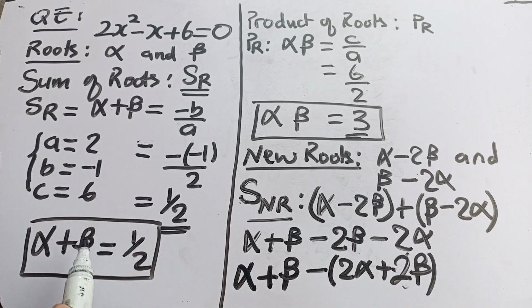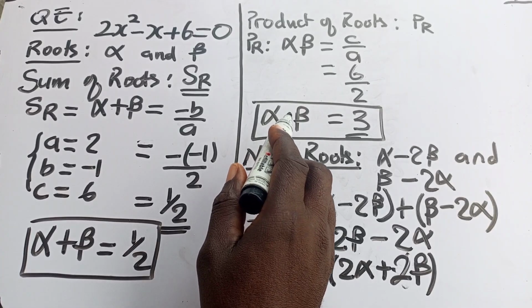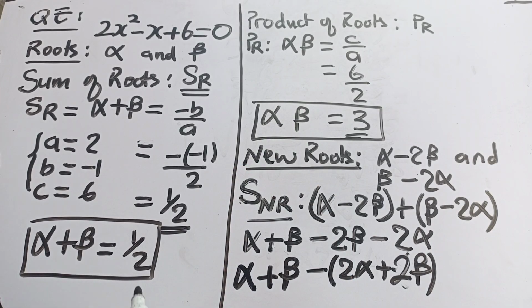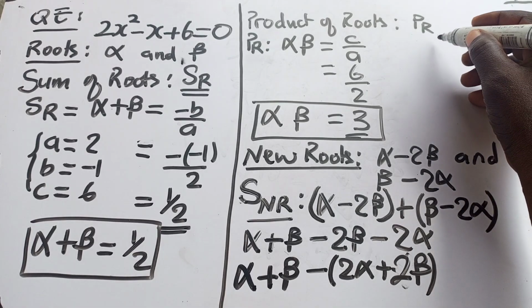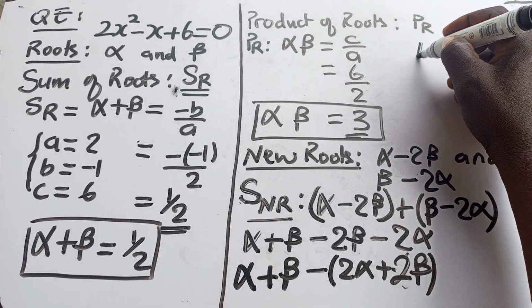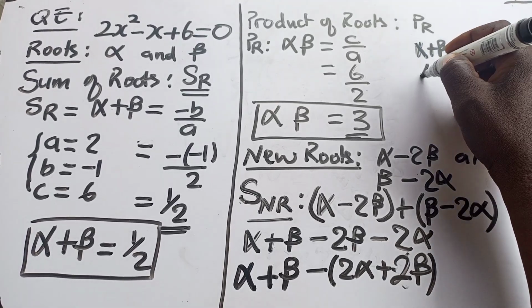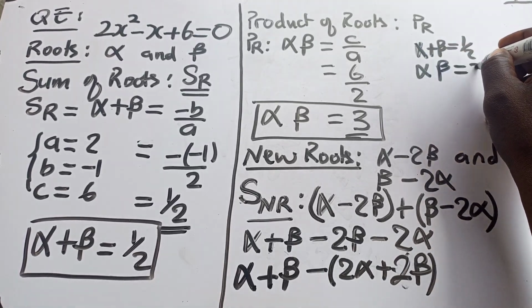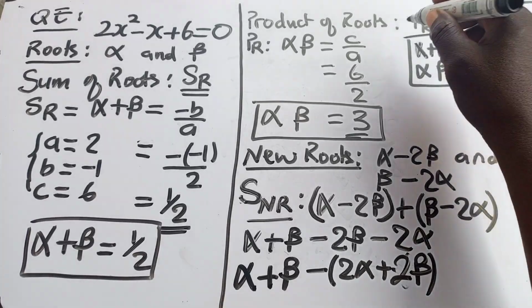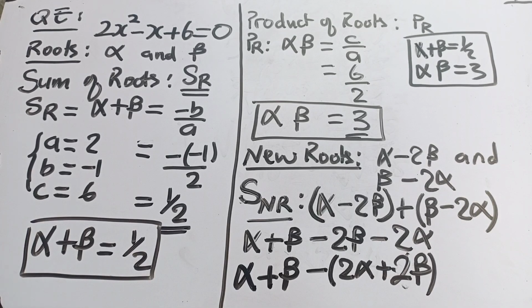Again, we should remember we want to make everything in terms of alpha plus beta and alpha beta, so that we can use the values that we know. So let's keep this information again somewhere here. Alpha plus beta is a half. Alpha beta is 3. Let's keep this vital information there as we develop our solution.